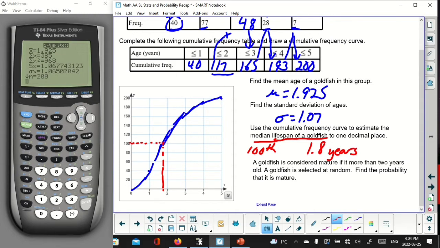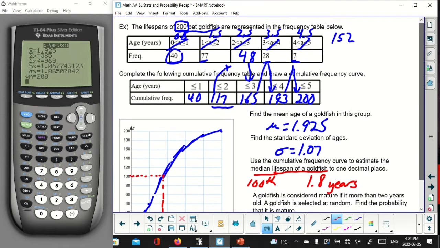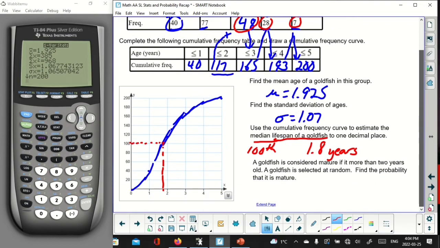Lastly, it's asking us the question, a goldfish is considered mature if it is more than 2 years old. A goldfish is selected at random, find the probability that it's mature. So how many goldfish are more than 2 years old? Well, let's take a look up here. There are these 48, these 28, and these 7. So that's how many are more than 2 years old, and that is out of 200.